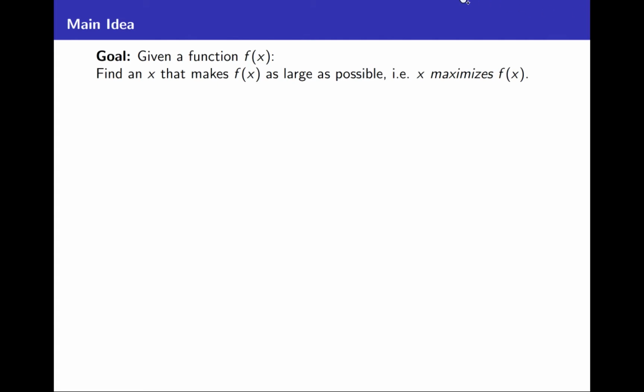Our goal is this. Given a function f, we want to find an x that makes f of x as large as it can possibly get. In other words, x maximizes f of x. And also to find an x that makes f of x as small as it can possibly get, that minimizes f of x.